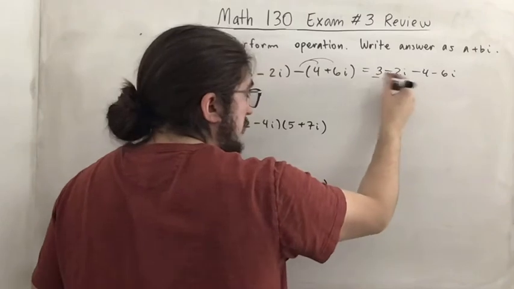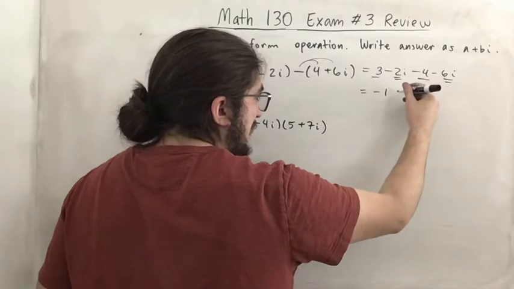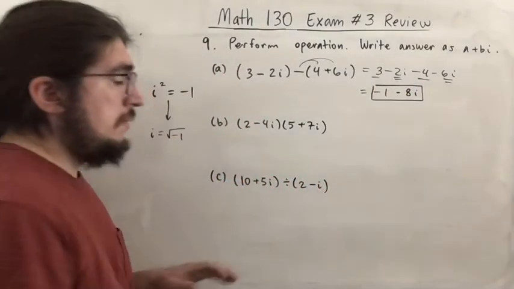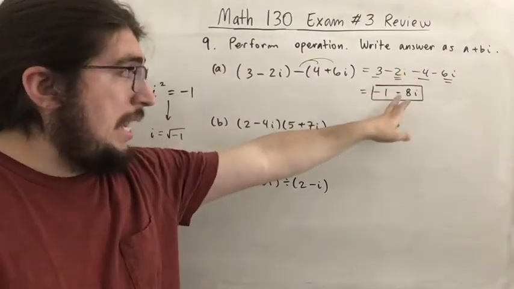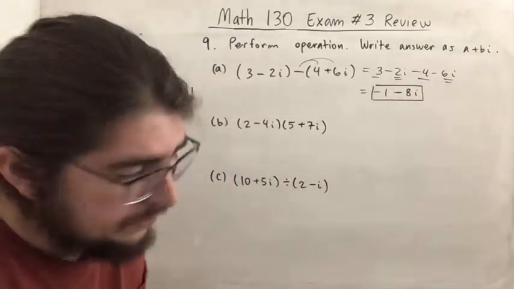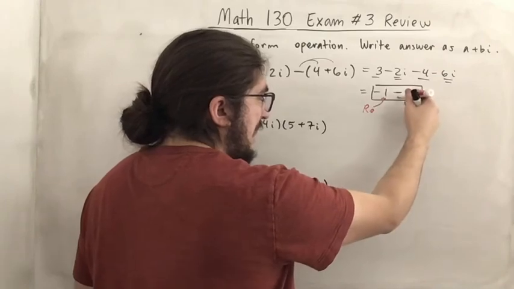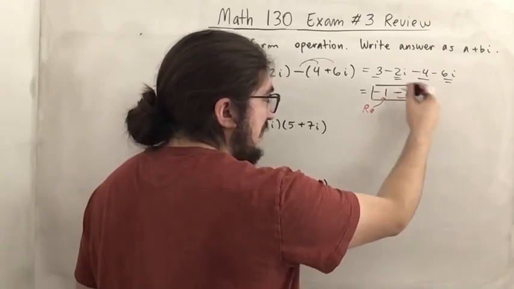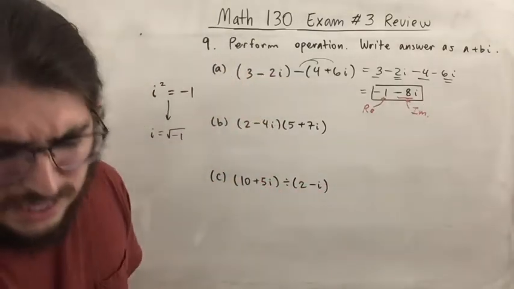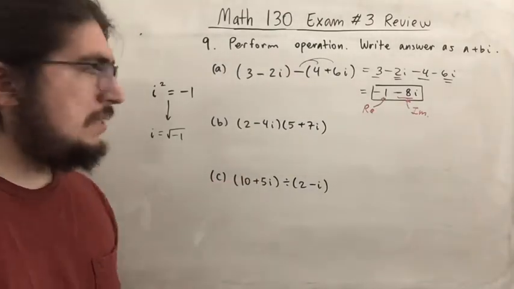Let's combine like terms here. 3 minus 4 is negative 1. And then negative 2i minus 6i is negative 8i. And that's it. It's pretty simple. Now, negative 1 is a and negative 8 is b. These are known as the real and imaginary parts of these numbers. So this is the real part, I'm just going to write RE for real part. And negative 8 is the imaginary part. Not negative 8i, just the negative 8 is the imaginary part. I don't think we quite need to know that. That's just an additional bit of vocabulary, but that's as far as I'm going to take that.